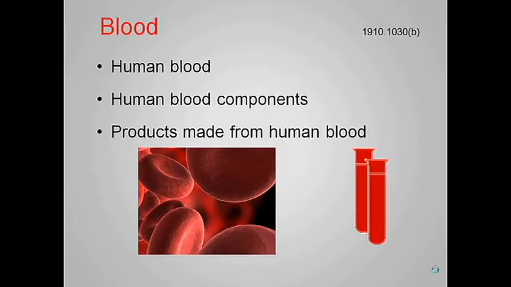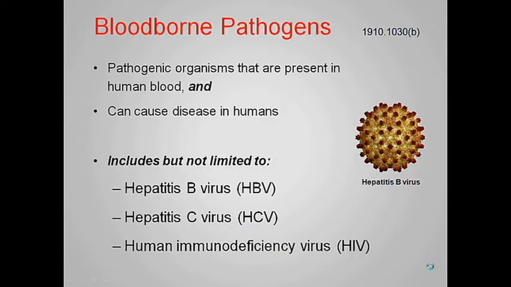So to start off with the overview of bloodborne pathogens, obviously it involves blood, human blood. You also have human blood components, whether it be your bone marrow, plasma, or whatnot, things that are deep inside the body, in the blood. You're not just going to bump into somebody and get this transfer. With the blood concept, you also have the bloodborne pathogen, which is the pathogenic organism that is present in human blood and can also cause disease in humans.